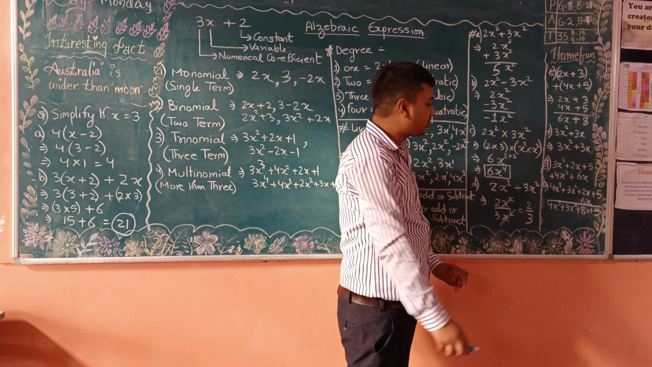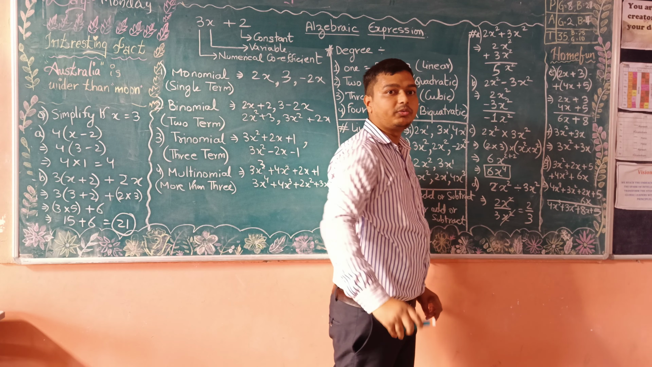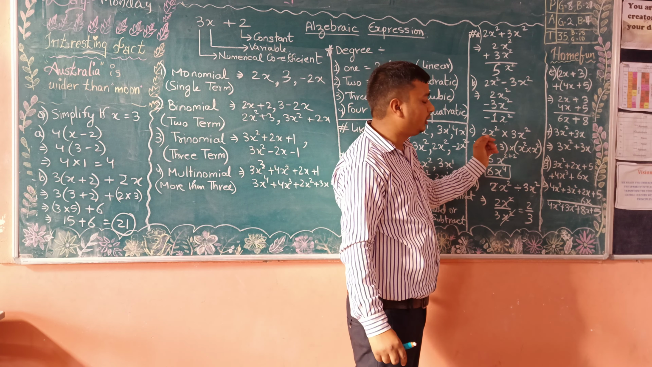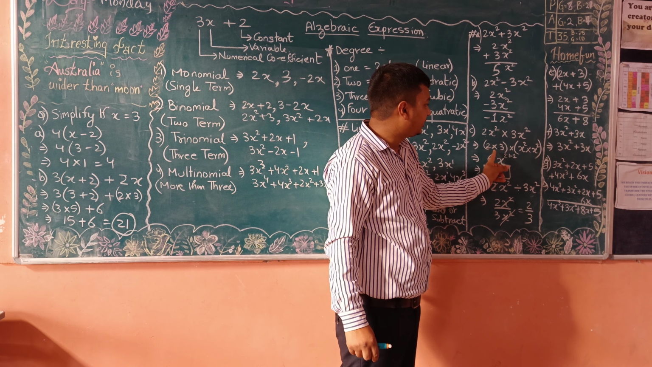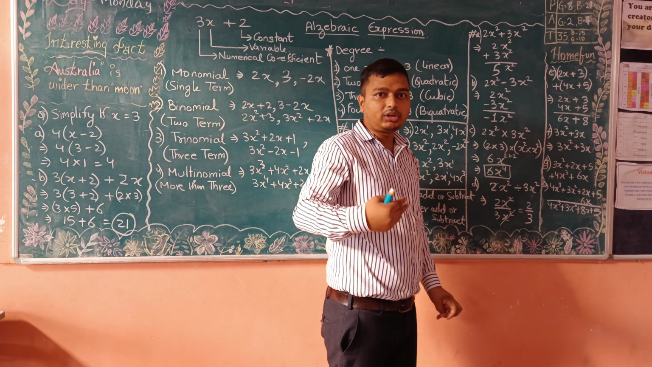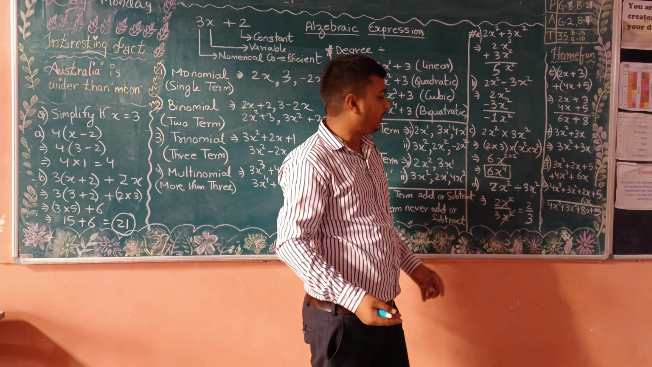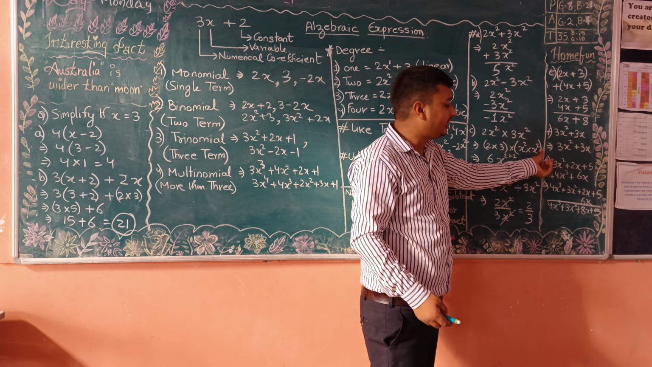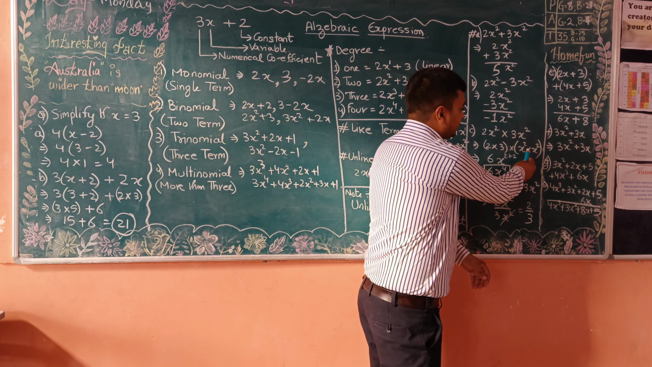Let us go for the multiplication. Numerical coefficient into numerical coefficient only we multiply. We can never multiply a numerical coefficient with a variable. 2 into 3 is 6, because both are constants. Next, x square into x square. Later we are going to learn about exponent and power. Right now, as you can see here, x square into x square, so only the powers of x I multiply.